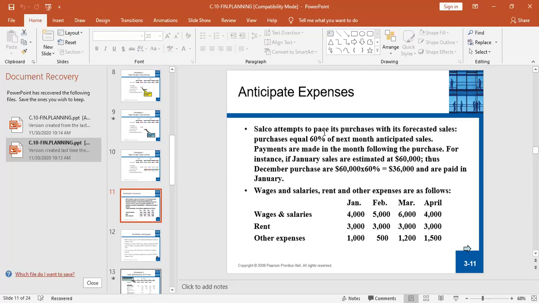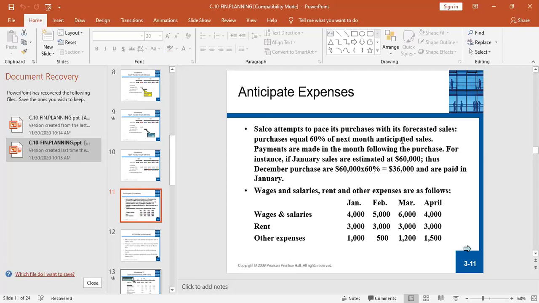So Selco attempts to pace its purchases with its forecasted sales. So purchases equal to 60% of the next month anticipated sales. So it means that the purchases of this month is equal to 60% of the following month. So you have to calculate how much is the purchases. So the payment of the purchases will be made in the month following the purchases. So basically, this month you do the purchases, so the payment of these purchases will happen in the following month.